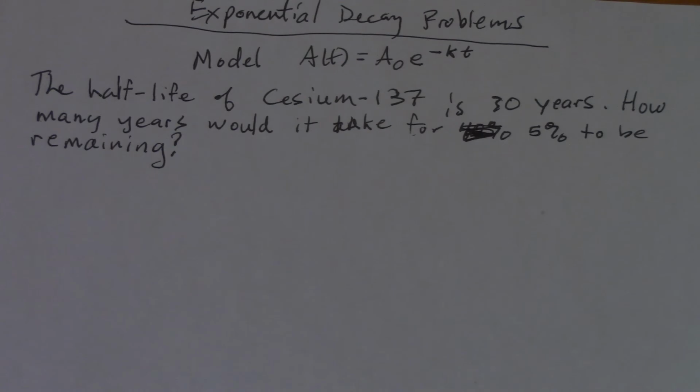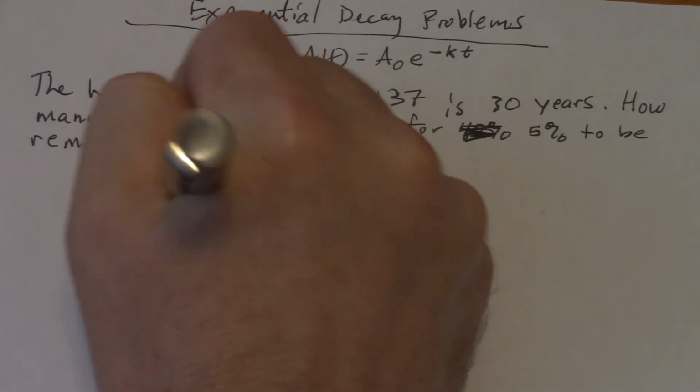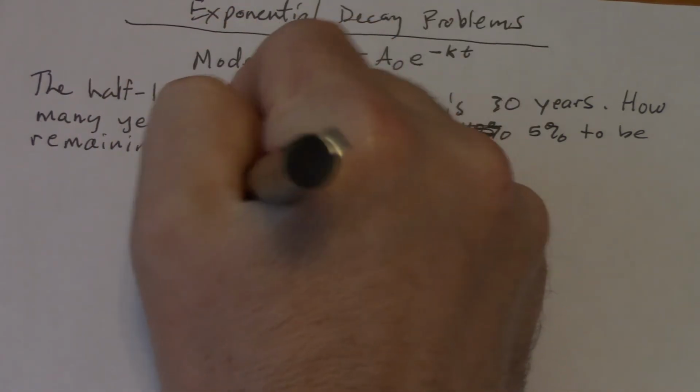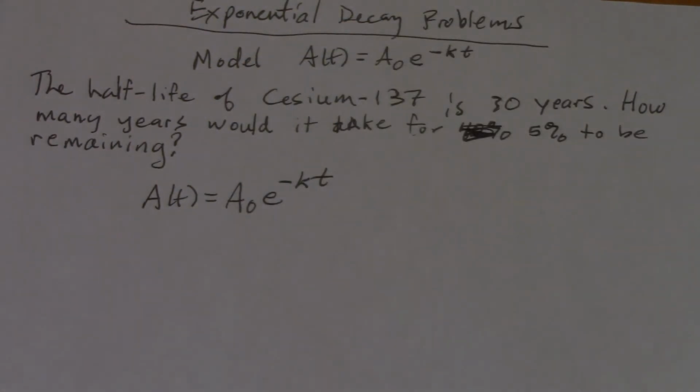Okay, so in this problem, notice a couple things. They told us a half-life, so that's going to help us figure something out. They want to know how long it's going to take for 5%. They did not tell us the decay rate, and that's a very important thing. So let me write down the model. Okay, so that's our model we're going to use.